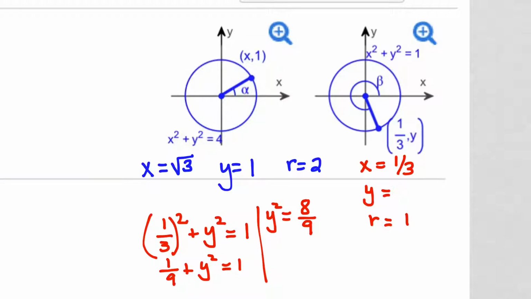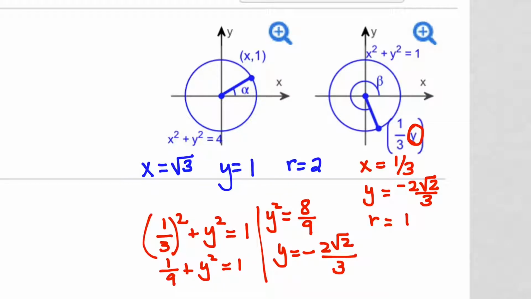So now when I take the square root, remember that we said that y was a negative value. So y is negative, and when we take the square root, we get 2 square roots of 2 from the 8, and square root of 9 is 3. So y is negative 2 square roots of 2 over 3.